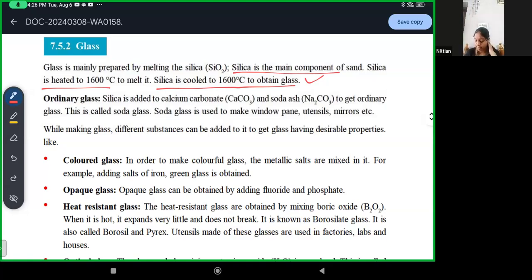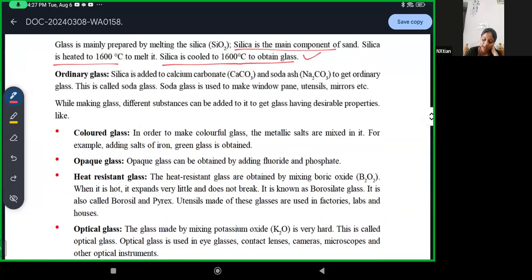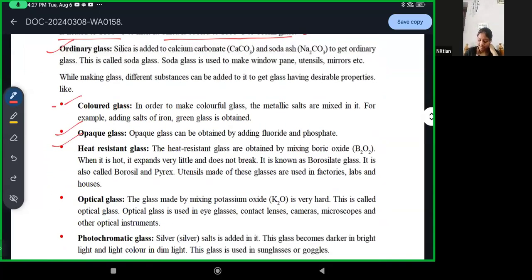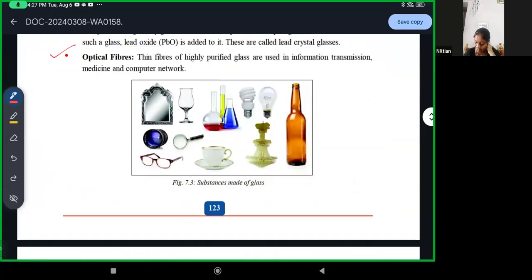Now, there are types of glasses. So many types of glasses. We have ordinary glass, colored glass, opaque glass, heat resistant glass, optical glass, photochromatic glass, lead crystal glass, optical fibers.